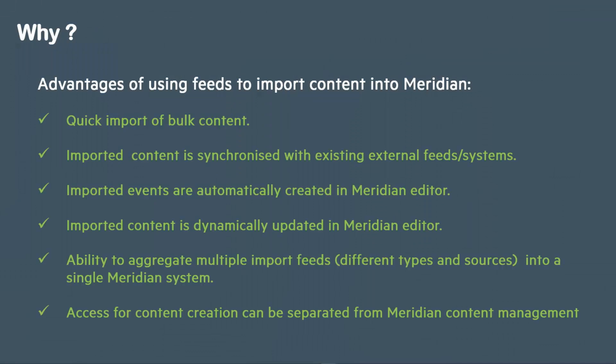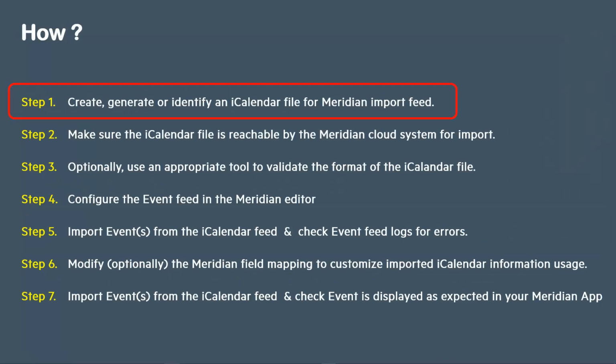We've looked at why you'd want to use a content feed. Now let's run through how to configure one in Meridian. The first step is to generate an iCal formatted file as the feed source. This can be done in various ways.